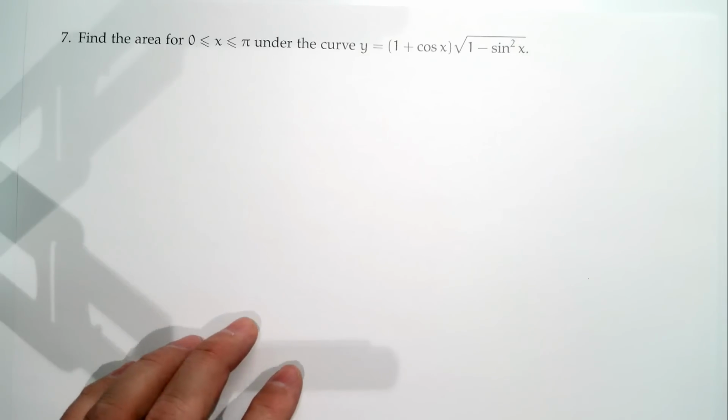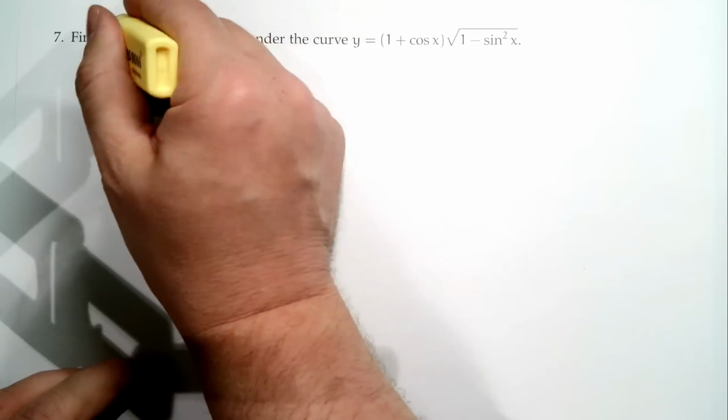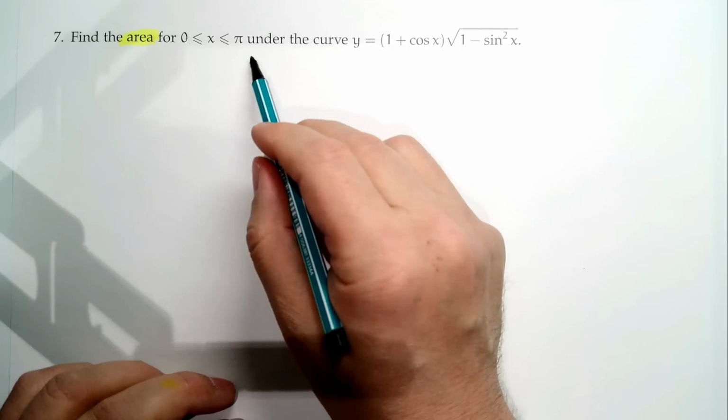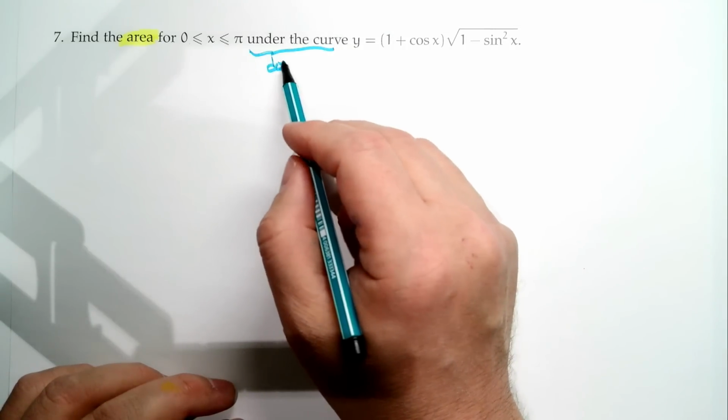Find the area for 0 less than or equal to x less than or equal to pi under the curve y equals 1 plus cosine x times the square root of 1 minus sine squared x. Of course, this is talking about area. So whenever we see an area problem, what do we do? Well, area is integration. Now, when we talk about under the curve, what we really mean is down to the axis.